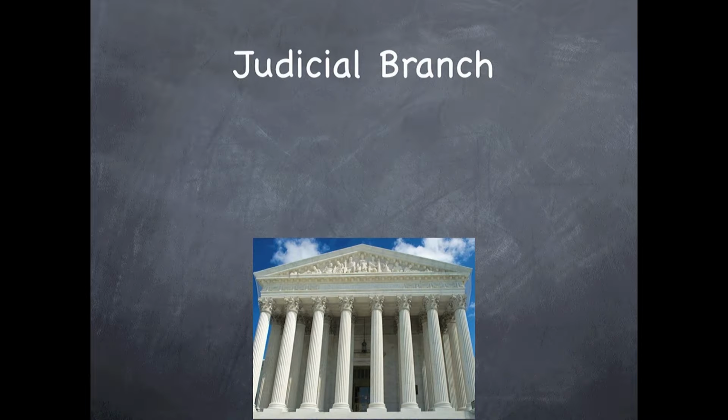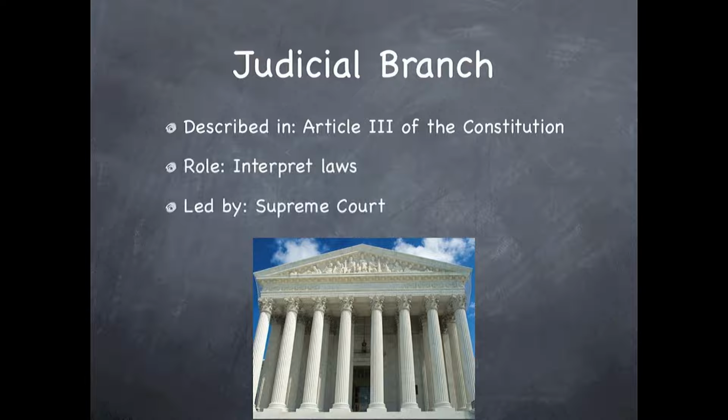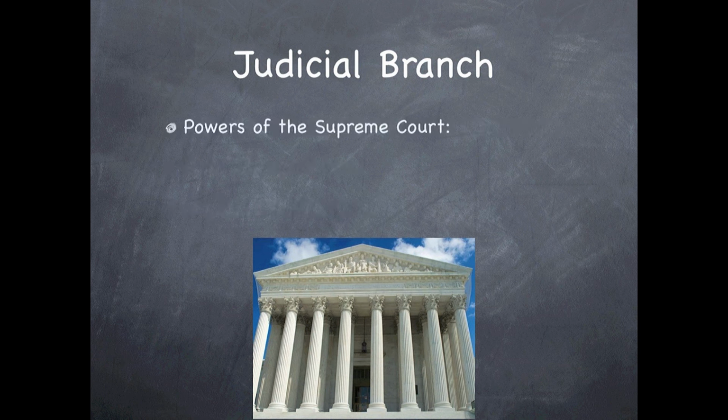The judicial branch of government is described in Article 3 of the Constitution. Its main role is to interpret laws, and it's led by the Supreme Court. Here are some powers of the Supreme Court. It has the power to decide if laws are constitutional. This means that every law must agree with what the Constitution says. If there's a question about whether or not a law does, the Supreme Court can settle the issue.